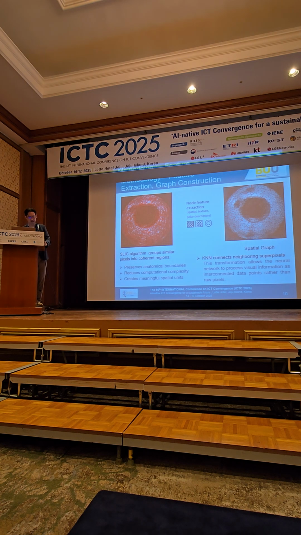And we divide each image into about 3,000 superpixels. Each region becomes a node with 9 features, like position, texture, brightness, and distance from the center. These features help the model learn vessel geometry. Let me explain our model design.